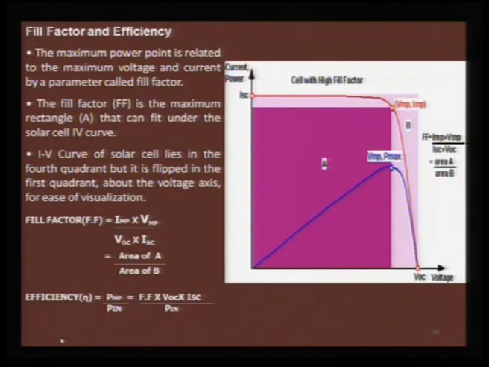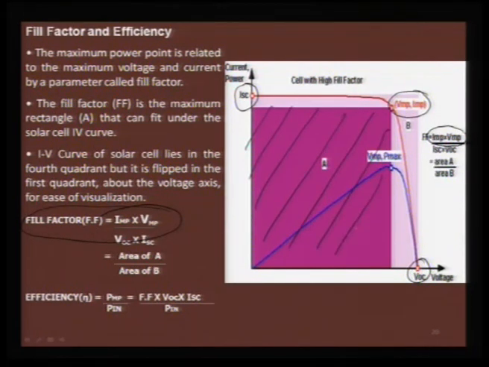So, this is nothing but the same curve that we have flipped from the fourth quadrant, just to have an understanding. And this is your ISC and this is your VOC, and this point is actually called the VMP and IMP, that is the V and I at its maximum. Okay. So, if that is the case, then we can actually define what is the fill factor, and fill factor is actually given as your IMP VMP over ISC and VOC. So, this fill factor will give you a measure of the performance of your solar cell. More the fill factor, more the efficiency, and therefore, we can also say the area of A, that is the shaded region, over the area of B will give you the measure of your fill factor.